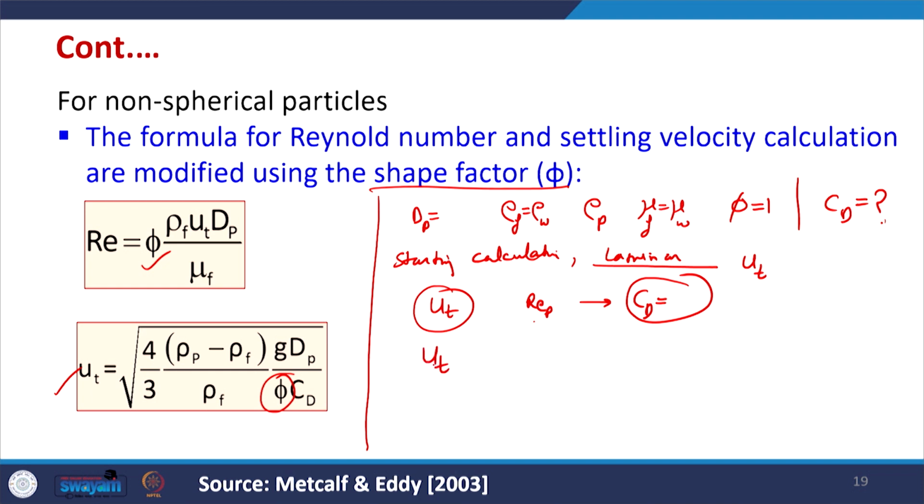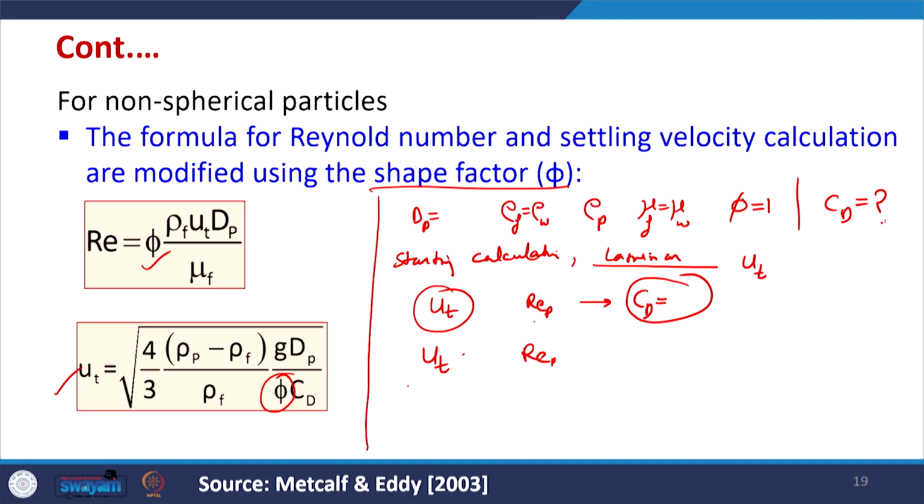So, the first calculation is until this ut and this Reynolds number fall in the same transition zone. That means the C d assumed and the Reynolds number should be in the same transition zone, and we keep on calculating this because the Reynolds number will go on changing. This is the first iteration, then second, then third, fourth, because the Reynolds number will keep changing. So, C d value will also keep changing, though they may be in the same zone. This is done until 2 consecutive ut values are same.